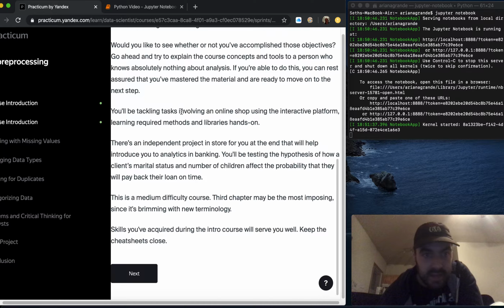You'll be tackling tasks involving an online shop using the interactive platform, learning required methods and libraries hands-on. There's an independent project in store for you at the end to help introduce you to analytics in banking. You'll be testing the hypothesis of how a client's marital status and number of children affect the probability that they will pay back their loan on time. This is a medium difficulty course. The third chapter may be the most imposing since it's brimming with new terminology. Skills used during the intro course will serve us well, so keep the cheat sheets close.